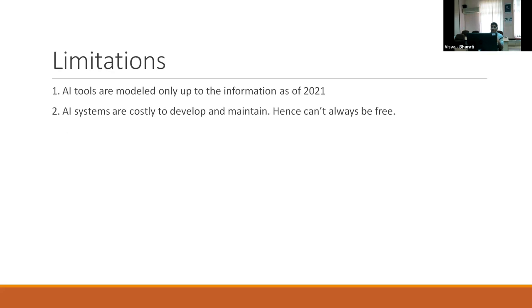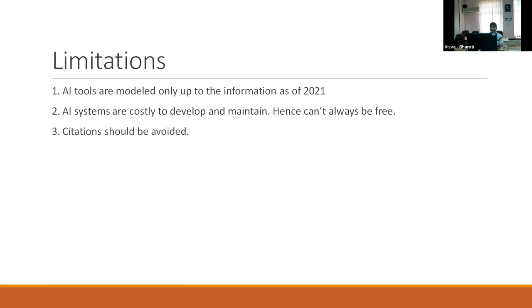Right now, AI tools are modeled only up to the information as of 2021. So if anything has happened after 2021, that may not be there. If you are writing a scientific paper and you wish to create a list of references on that topic, you may not get the references or works that have been done or published after 2021. So you have to be very careful about that. AI systems are costly to develop and maintain, hence cannot always be free. Right now, many of the apps and ChatGPT are free, but we cannot guarantee how long it will be. So we have to be careful about that.